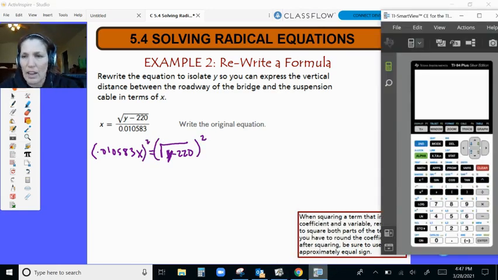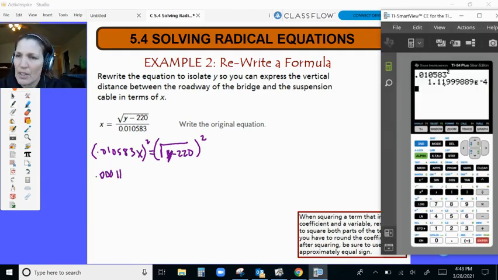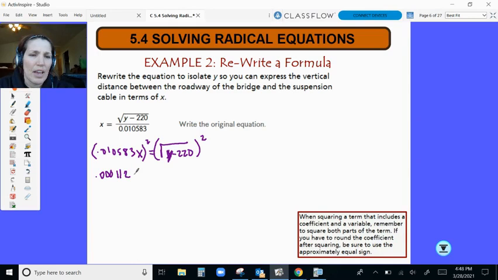Let's get my little calculator over here. So we have 0.010583, and we're going to square that. That gives us about 0.00011, and this exponent is going to be -4, so you have to move the decimal over 1, 2, 3, 4. And if you look at this here, that 9 rounds up to a 2. And then x squared. So don't forget to square the x also. We square the number and square the x, and that's going to equal y minus 220. I'm so sorry about all this terrible writing here. Then we're going to add 220 to both sides.